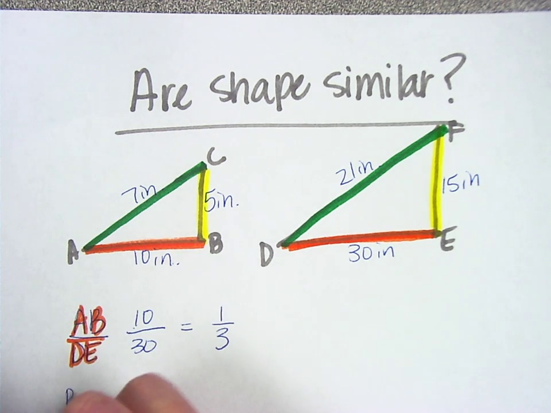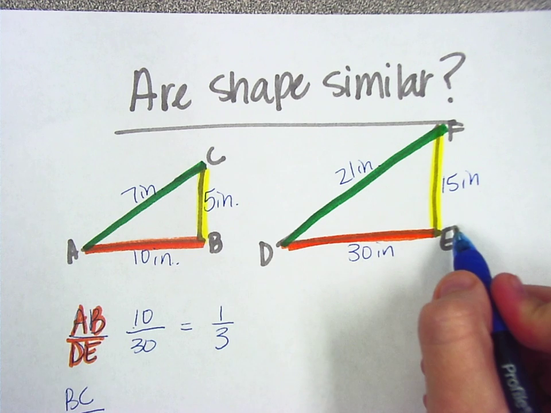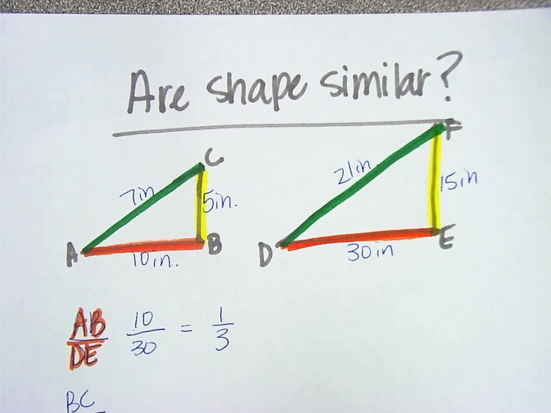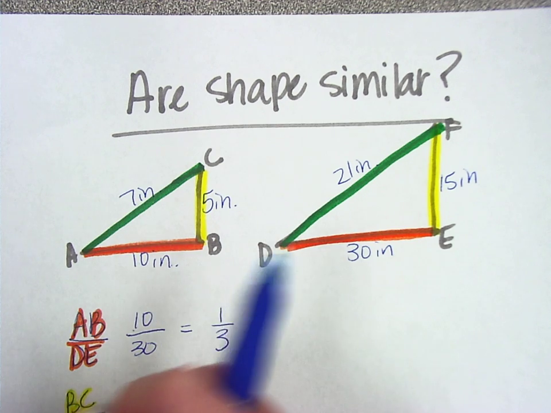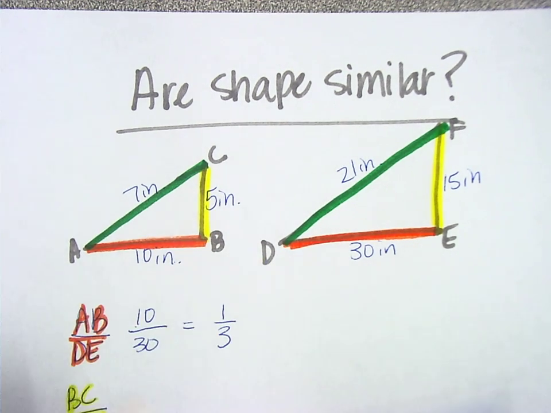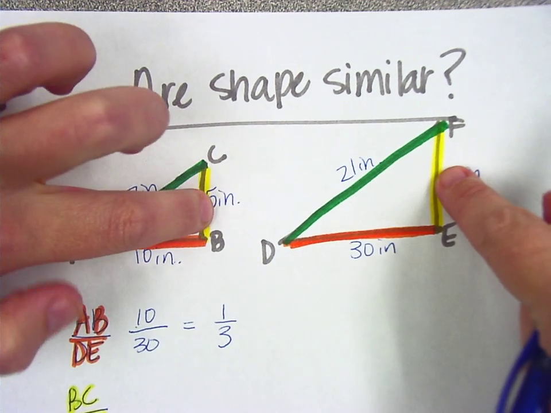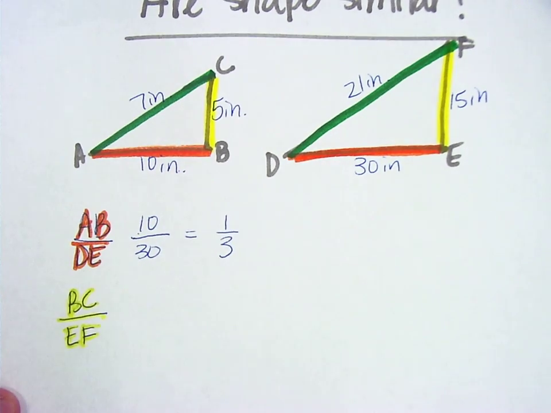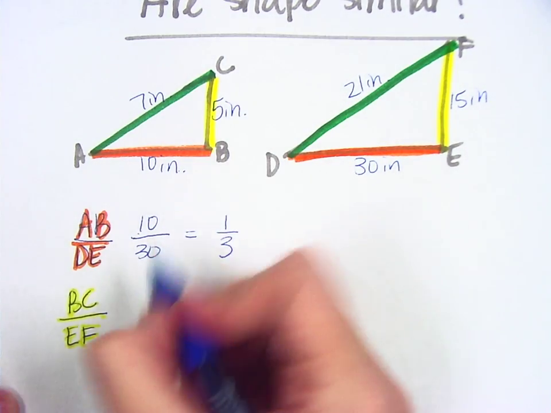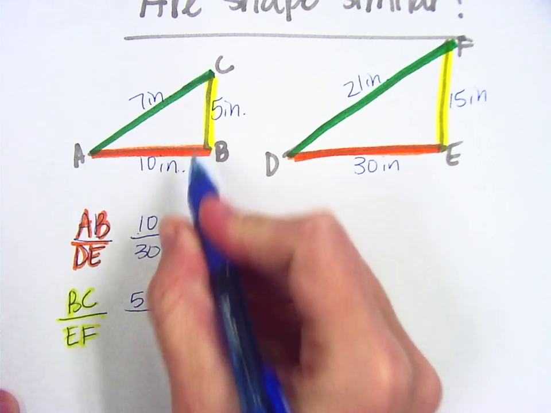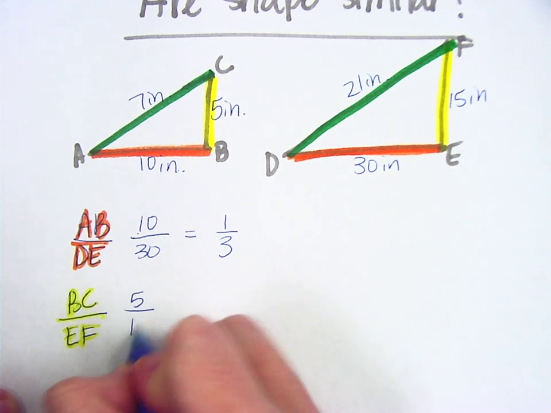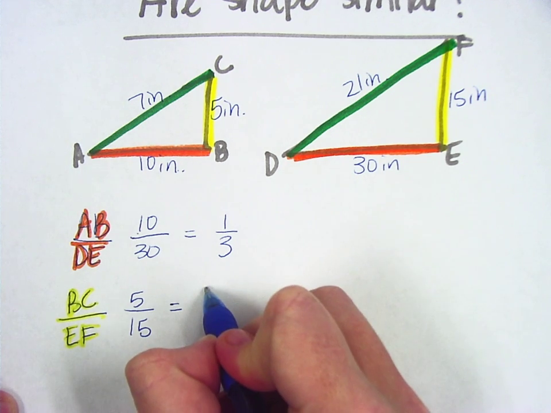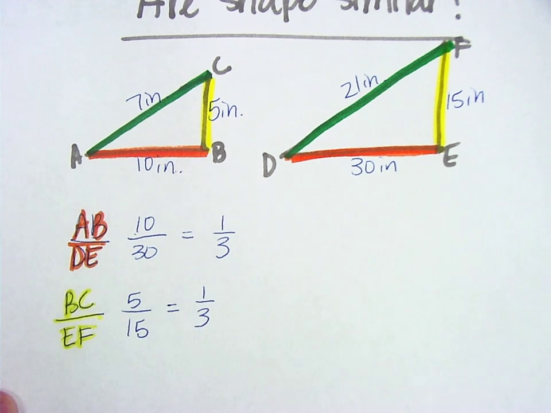Next we've got BC, and its corresponding side is EF. And I'm going to make those yellow just to match what I do here, letting you know that I'm taking these corresponding sides and I'm putting them in a ratio right here. I'll plug in my measurements. BC is 5, EF is 15, and whenever I simplify those down, I also get 1/3.